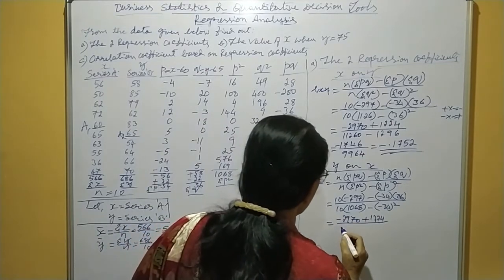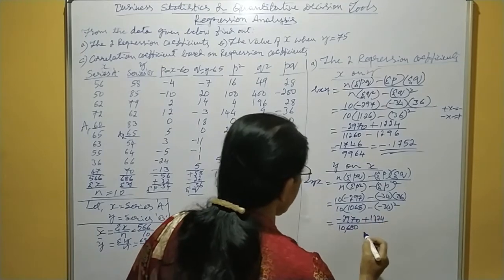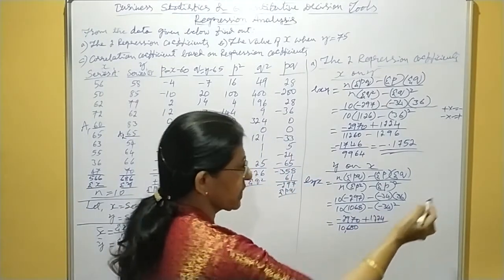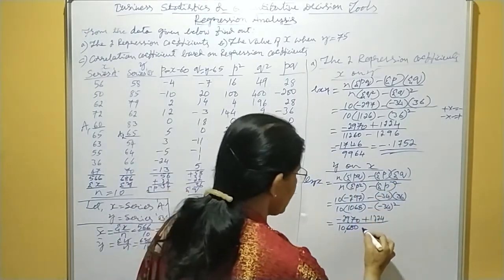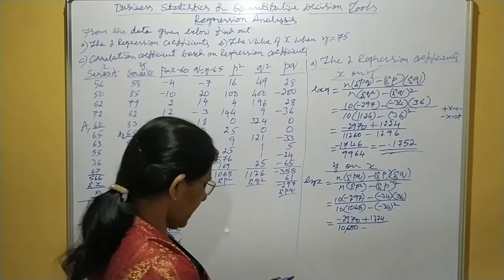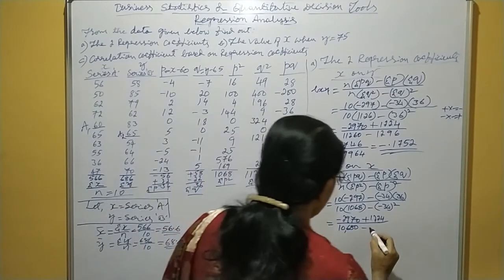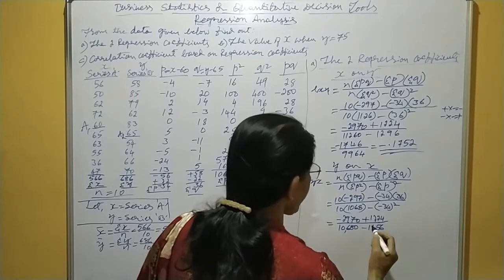Now here, 10,680. It doesn't affect this minus sign because it is whole square. Minus into minus will become plus, again plus into minus, minus. Now take 34 into 34. It is 1,156.